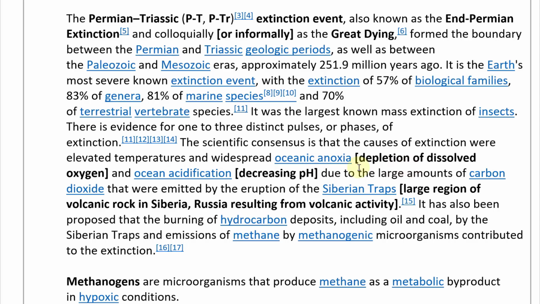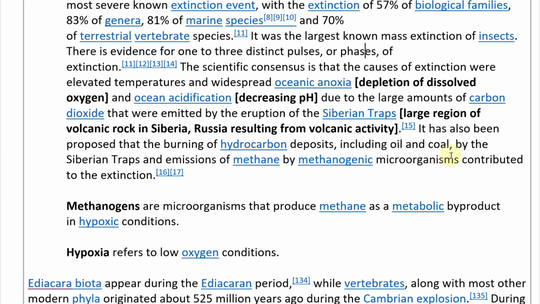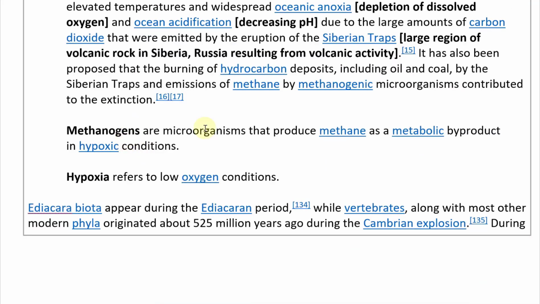So anyways, anoxia, depletion of dissolved oxygen, and ocean acidification, which is decreasing pH, due to the large amounts of carbon dioxide that were emitted by the eruption of the Siberian traps, which are a large region of volcanic rock in Siberia, Russia, resulting from volcanic activity. It has also been proposed that the burning of hydrocarbon deposits, including oil and coal, by the Siberian traps and emissions of methane by methanogenic microorganisms contributed to the extinction. Very fascinating.